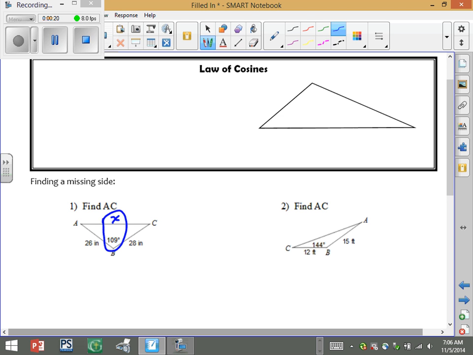So if we circle x and 109, well, the problem is we don't have an angle in C or A to match up with this 28 or the 26. So we're going to need another way to solve this. And that's where the law of cosines comes in.